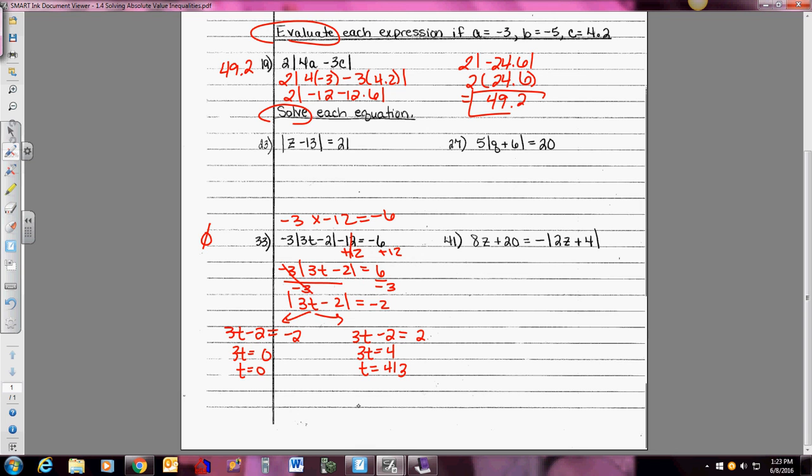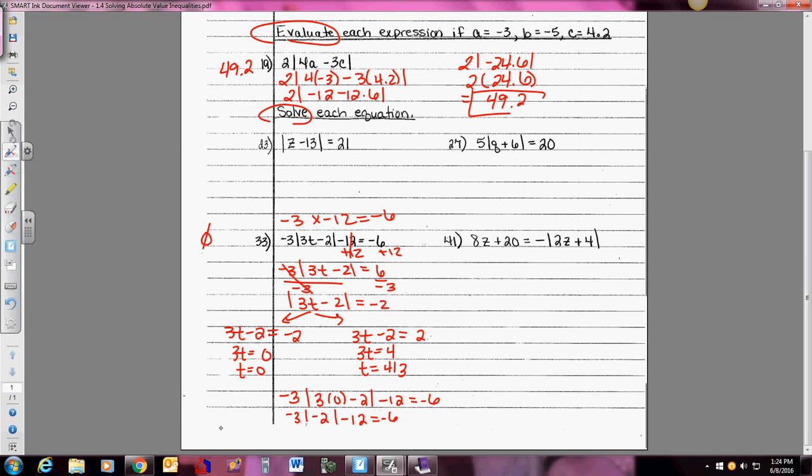But when we check it, you're going to find out that neither of these work. So let's check 0 first. If I check 0 in the original problem, negative 3 times the absolute value of 3 times 0 minus 2, minus 12 equals negative 6. I just rewrote my original problem and replaced t with a 0. Order of operations would tell me 3 times 0 is 0, minus 2.